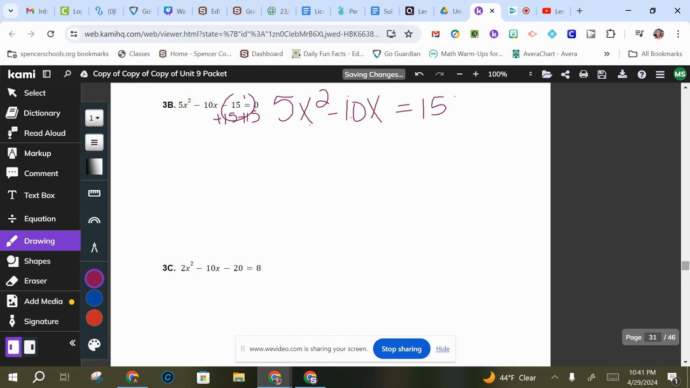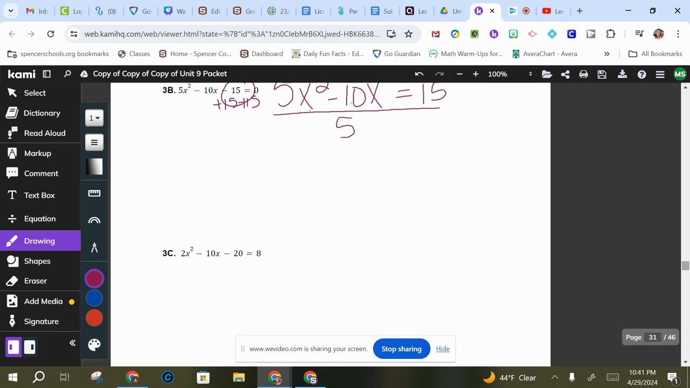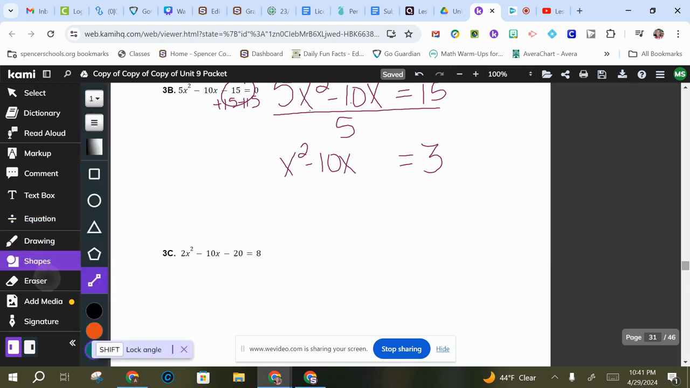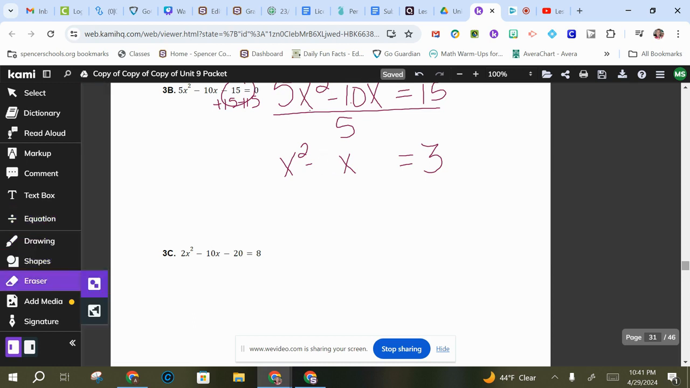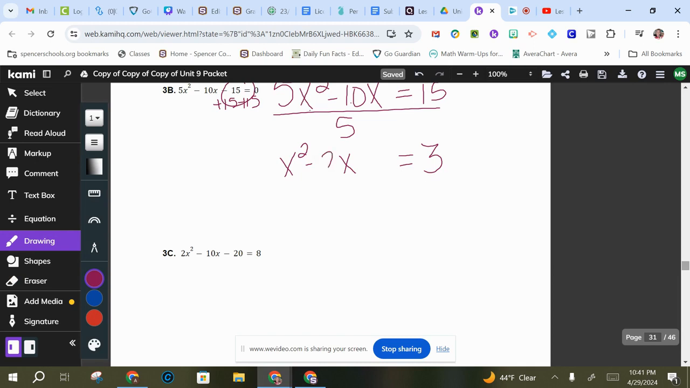Now, because there is a 5 as an A and it's divisible by 5, I'm going to divide everything by 5. Nope, I apologize. Let's back that up. My brain is slowing down. That would be a negative 2x when I divide by 5.